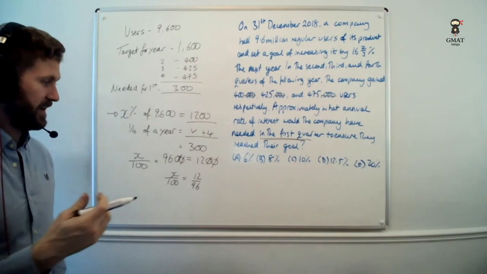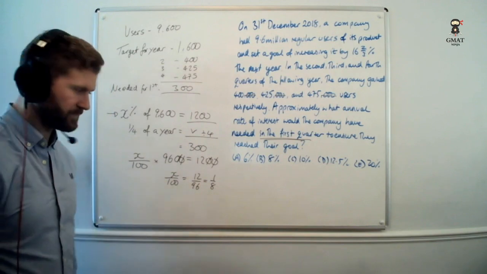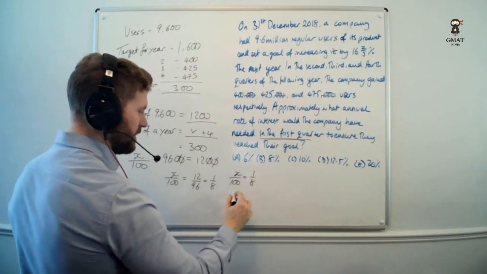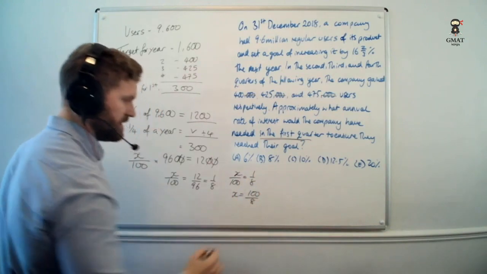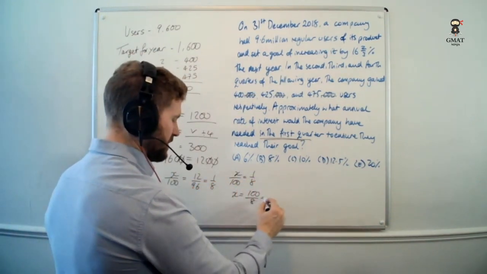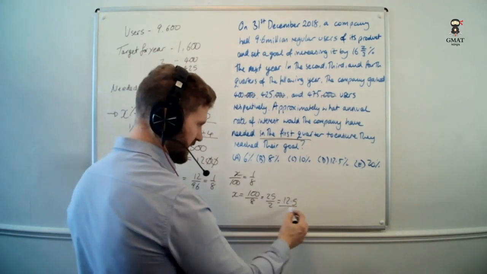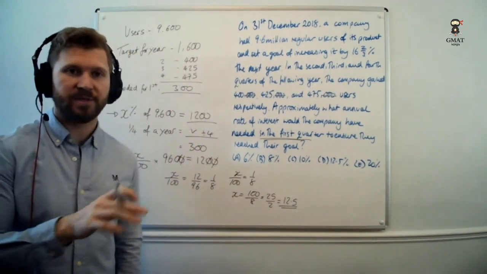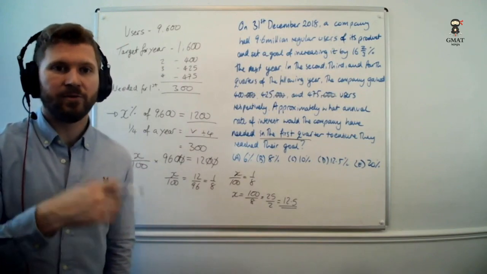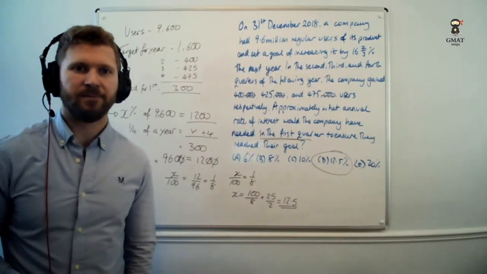And now again, it's a case of simplifying as much as you can here. We can divide top and bottom by 12, and so that's 1 over 8. Now what I've got, X over 100 is equal to 1 over 8, or X is 100 over 8. Again, now it's just a case of cancelling down this as much as we possibly can. I could divide top and bottom by 4, so that's 25 over 2, which is 12.5. And that would be the annual interest rate the company would need for that first quarter in order to meet their target, which means that our answer to this question is D.